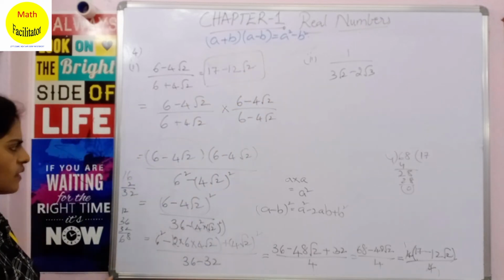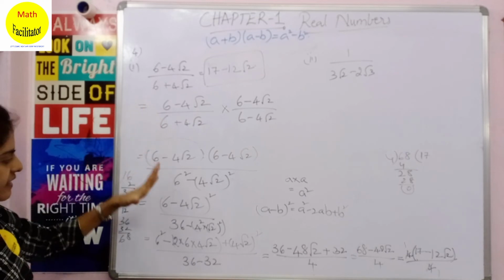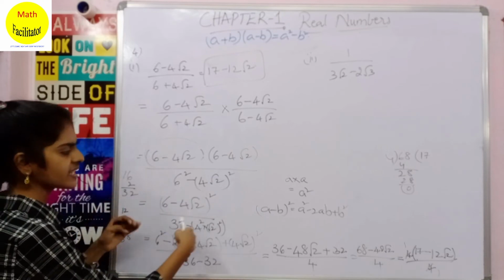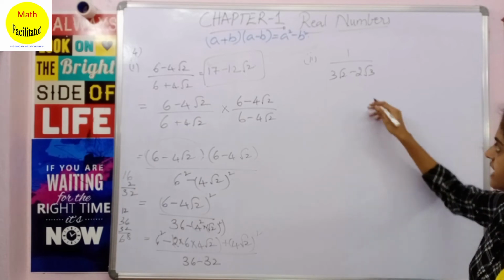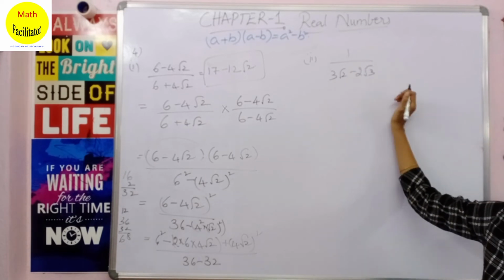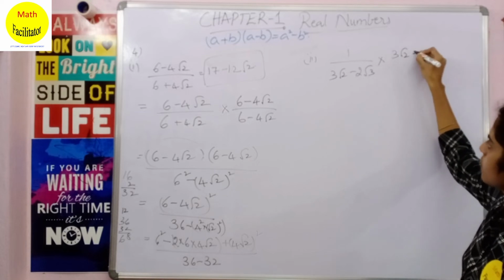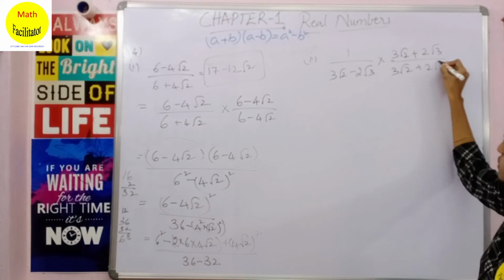Clear? So very simple. You will firstly rationalize the denominator, and in the process of rationalizing, the steps of simplification continue. You will be using the identities wherever necessary. So now moving on to the next bit, it is 1 by 3 root 2 minus 2 root 3. So here you will multiply and divide with what? 3 root 2 plus 2 root 3 by 3 root 2 plus 2 root 3.